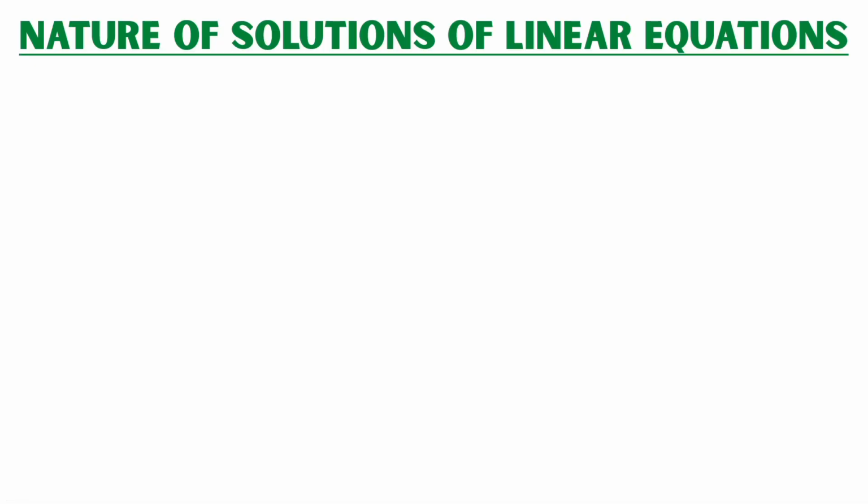Nature of solutions of linear equations. Let's say we consider 3x is equal to 15. Now, how do we solve this? x is equal to 5, right? So x is equal to 5, it's a unique solution. So what is meant by solution? A solution is anything which satisfies the condition. Here 5 is a solution because if we substitute 5 in the place of x, this satisfies LHS, it satisfies RHS, right? So that's why 5 is a solution.